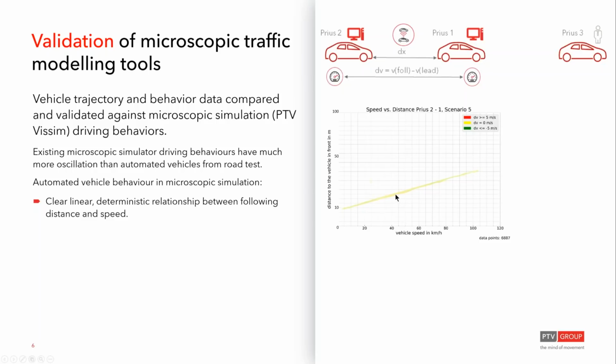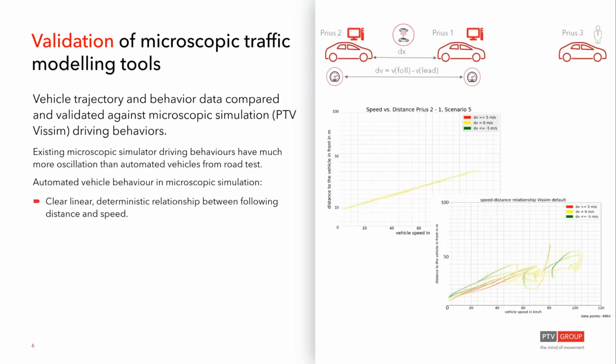And for those of you who are very familiar with Vissim, the linear relation between speed and distance between the two vehicles is replicated in Wiedemann 99. But how does the default look in Vissim? The default looks more like this. So there's highly stochastic variation in car following behavior in our default values.